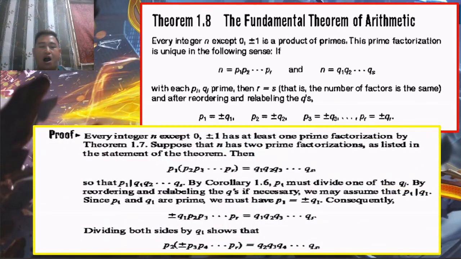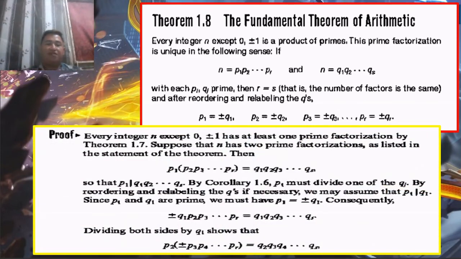So, proof. Every integer n exists ka na siya sa at least one prime factorization. Okay, by theorem 1.7.